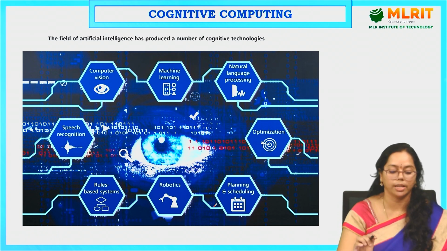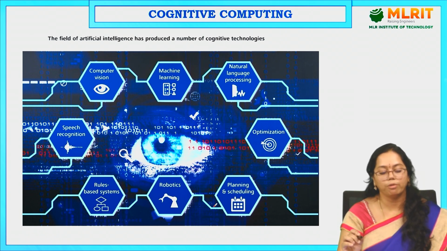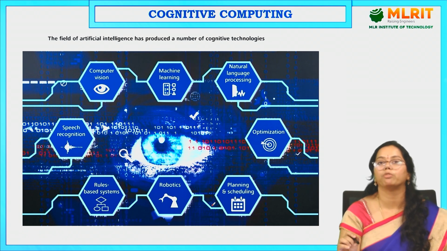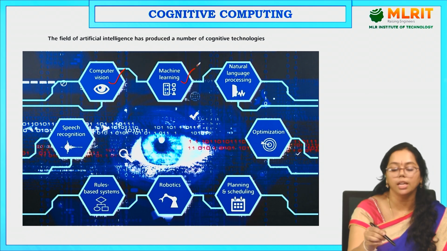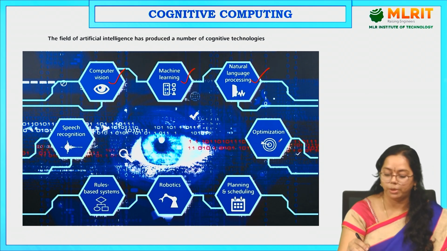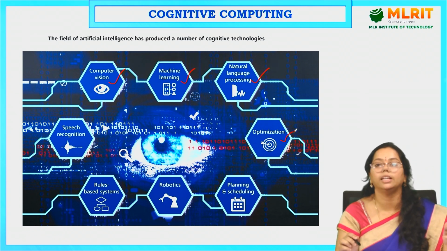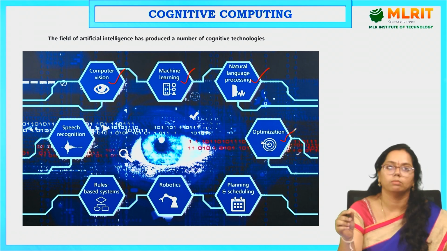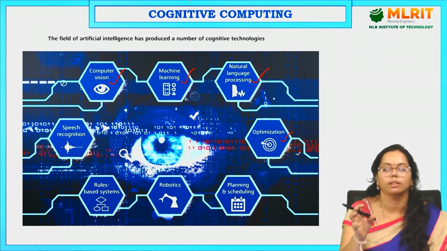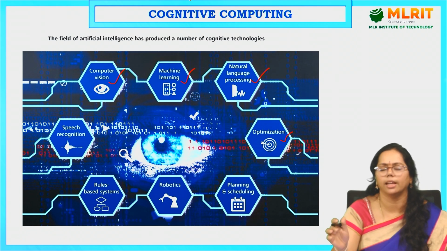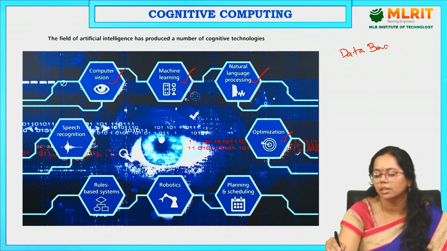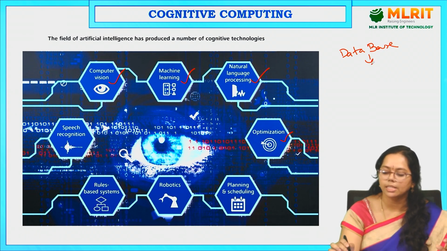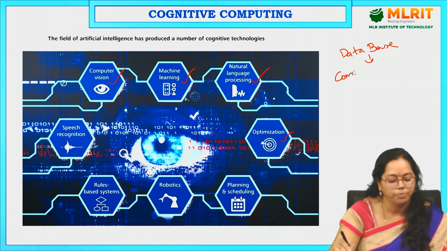Talking about the field of artificial intelligence, it has produced a number of cognitive technologies like computer vision, machine learning, NLP, optimization. Let's see in detail. Computer vision tells that you have very specific information about anything, like you're talking about a database, and in this you are applying computer vision.